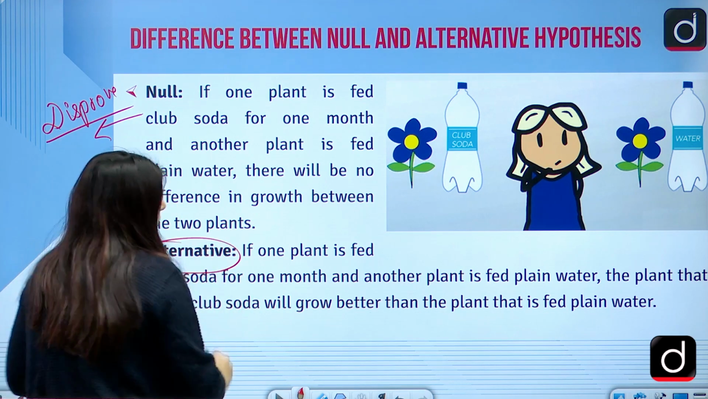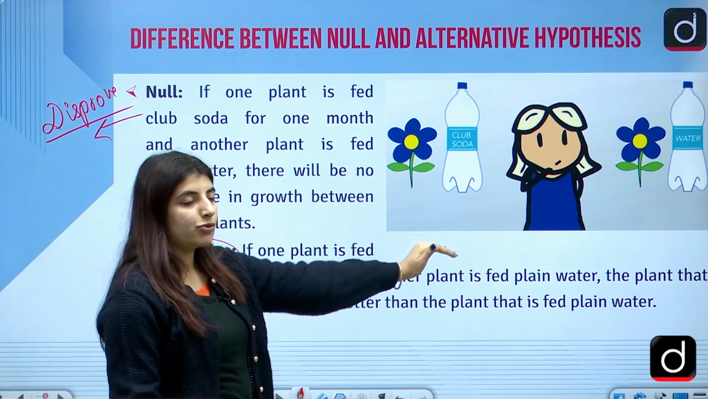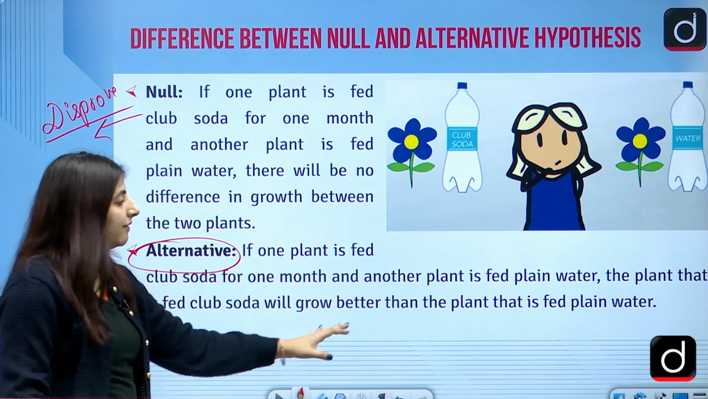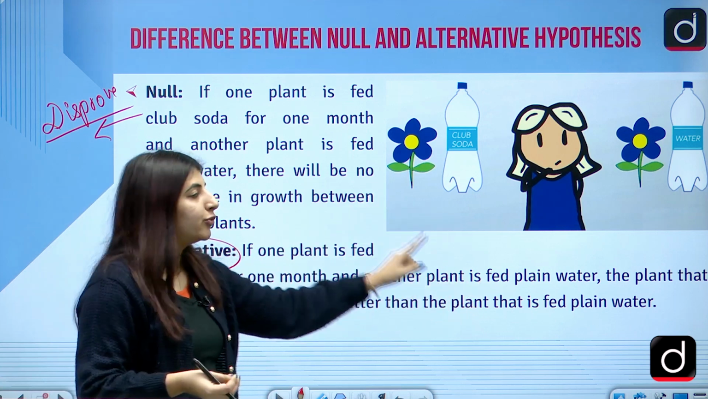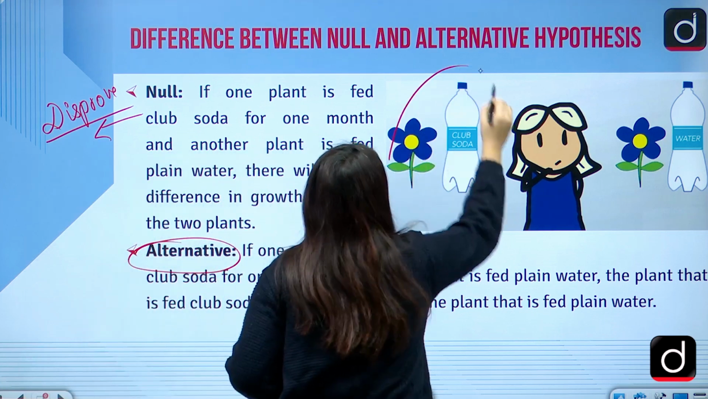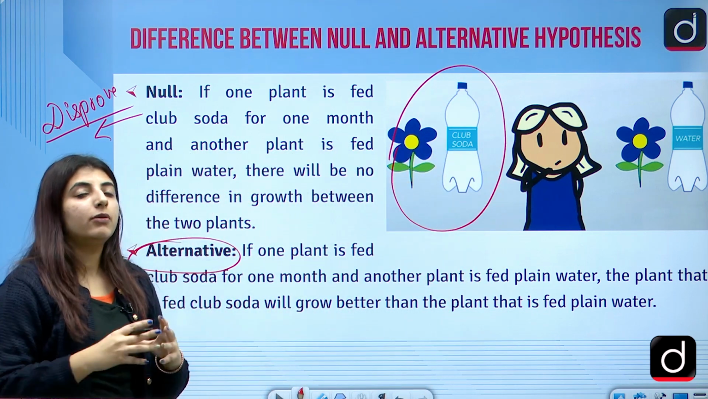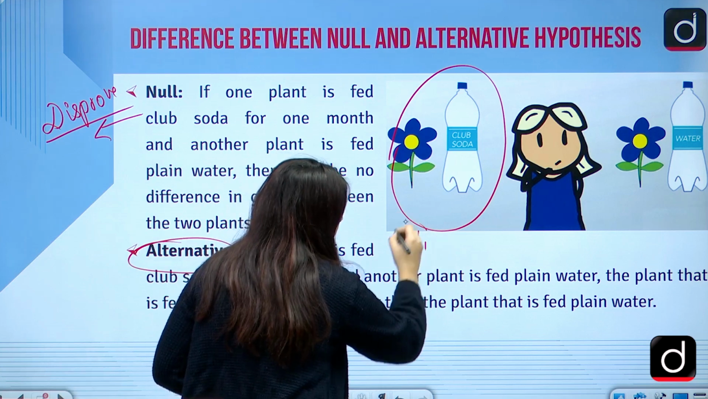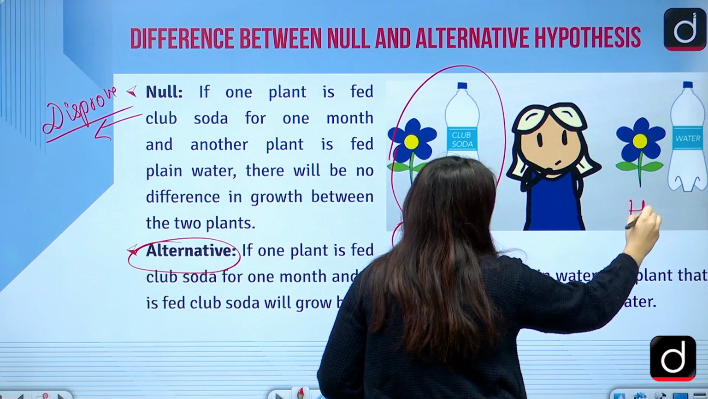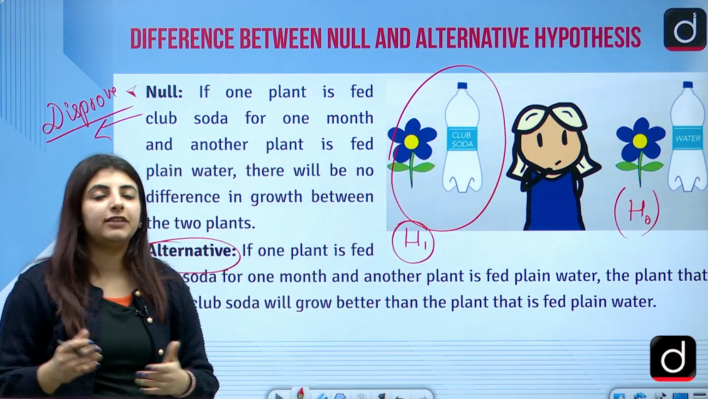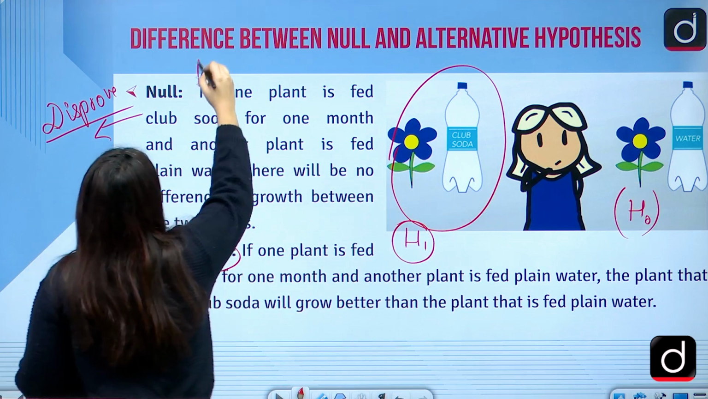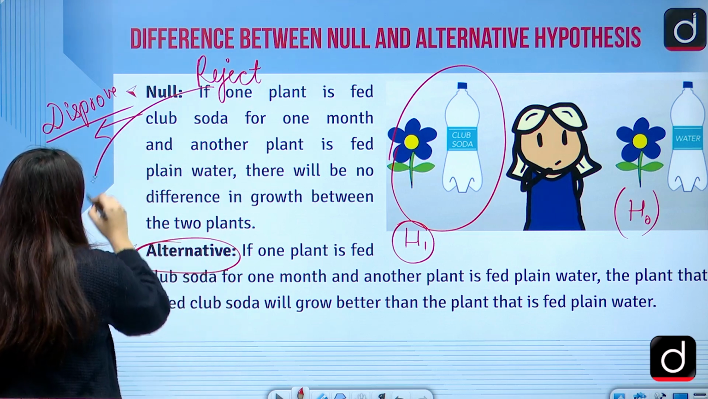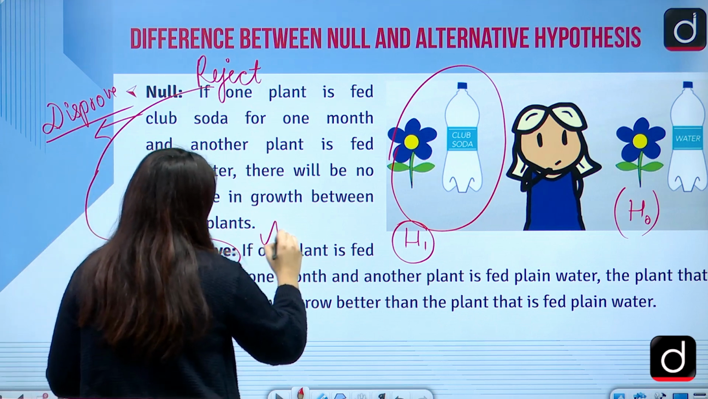But the alternative hypothesis, on the other hand, says that if one plant is fed club soda and the other plant is fed plain water, the plant that is fed with club soda grows better than the plant with plain water. So you see the alternative is here, right? And it says that the plant with the club soda is the one which grows faster, correct? So if you accepted the alternative, then obviously you are going to reject the null hypothesis, which says that there is no differentiation between the two. So you are going to reject it, because you wanted to prove this very alternative hypothesis, right? So you are going to accept it.